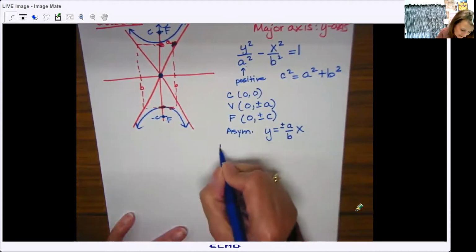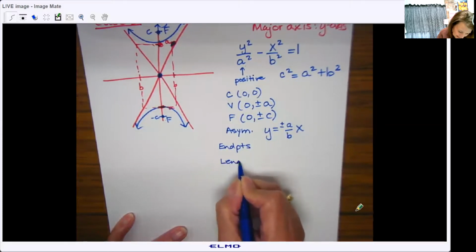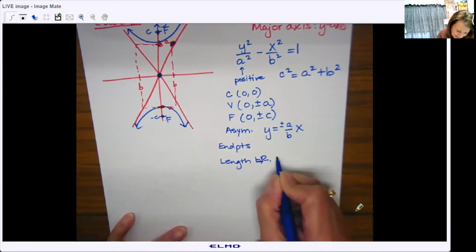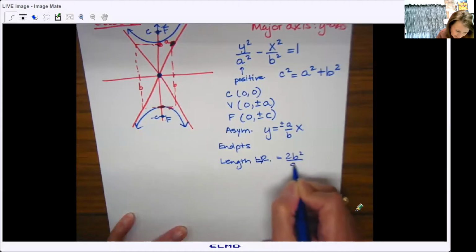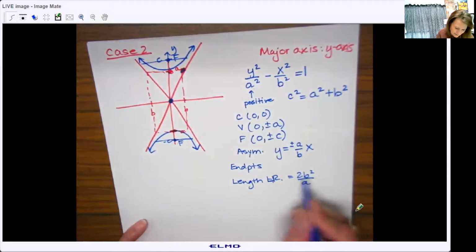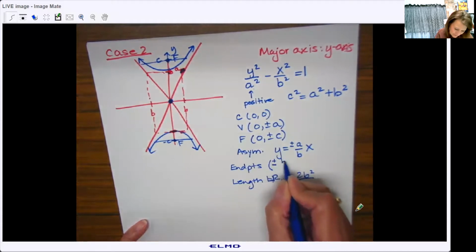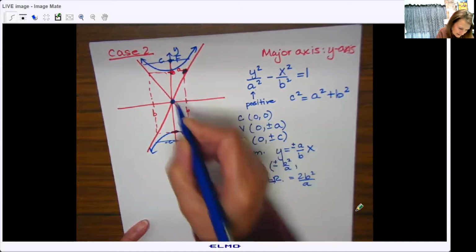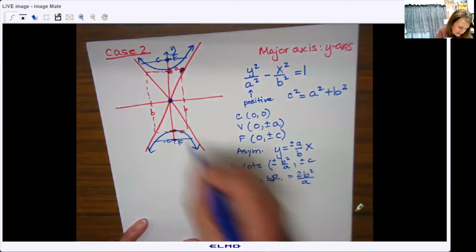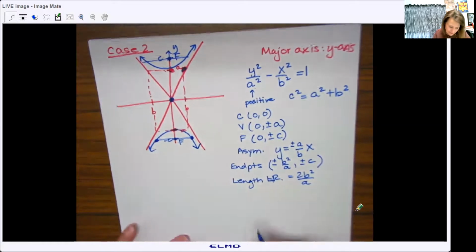All right, the endpoints. Oh, length. The length of the LR is still 2B squared over A. So the lattice rectum goes right through there, right through there. The length of that is 2B squared over A. So endpoints, though, is going to be positive or negative B squared over A, comma, and then we go up C, so positive, negative, or down C, for these points right there. Okay, so you have 4 of those.